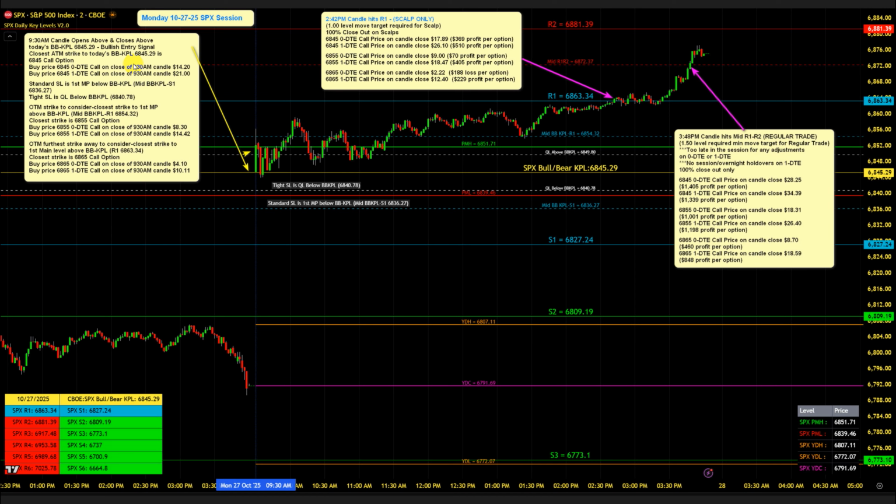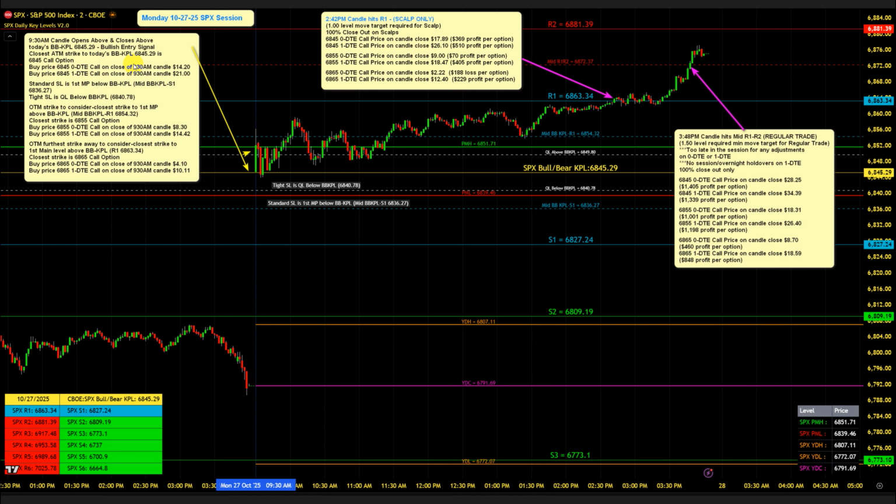However, there are some advantages to using the 1 DTE options over the 0 DTE in case you have a session such as today where the big move does not really happen until near the end of the session, in the last 30 minutes to 1 hour of the session. The reason for that is because the 0 DTE options are going to rapidly lose all their time value once we start getting past lunchtime.